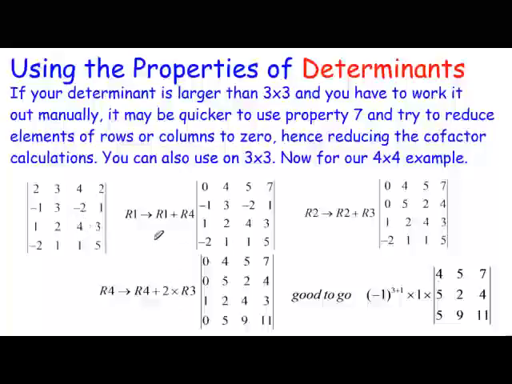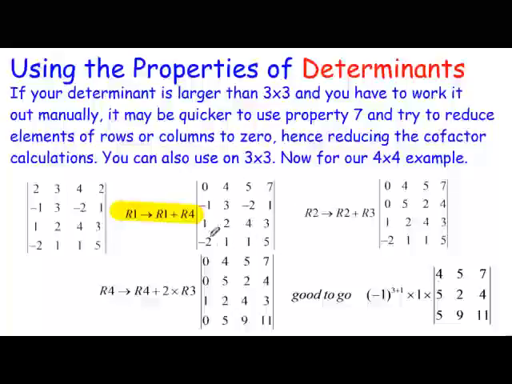Now we're going to do some row manipulations. The first thing is, if you have a quick look here, row 1 becomes row 1 plus row 4. You can see you've got a -2 here, so if we just add that to the top row, we're going to get a 0 here. Our idea is to basically reduce elements to zeros if we can. Now from there we move on.